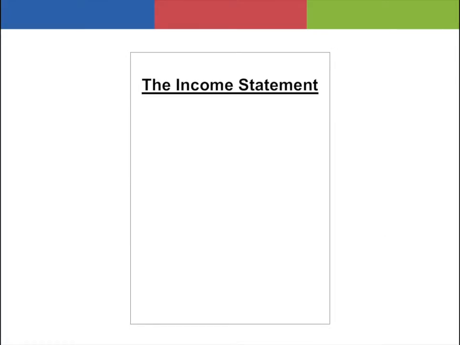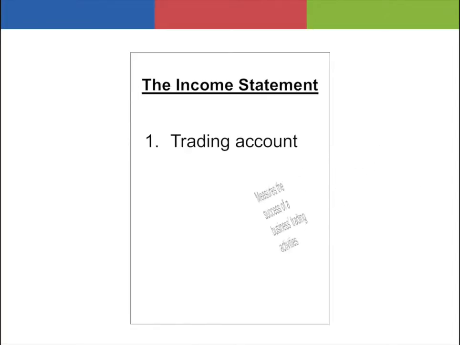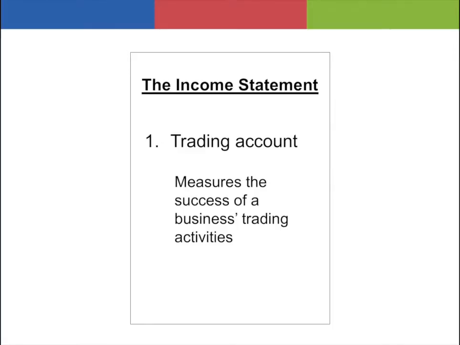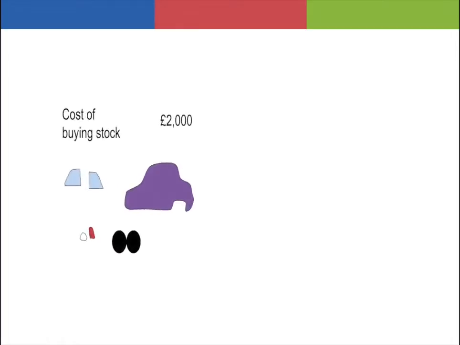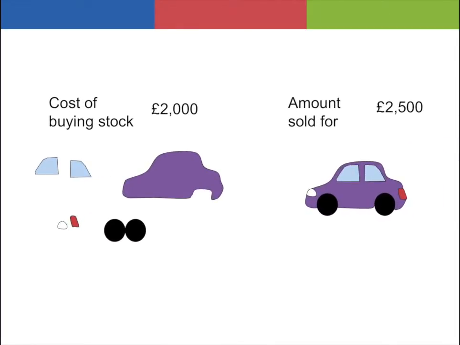The income statement can be broken down simply into two main sections, and they are the trading account and the profit and loss account. In this video we will look at the first part, which is the trading account section. The trading account measures the success of a business's trading activities. In other terms, what was the difference between the cost of buying the stock and the amount which it was selling for. Furthermore, this difference can be identified as gross profit. This can be shown simply in a trading account like this.